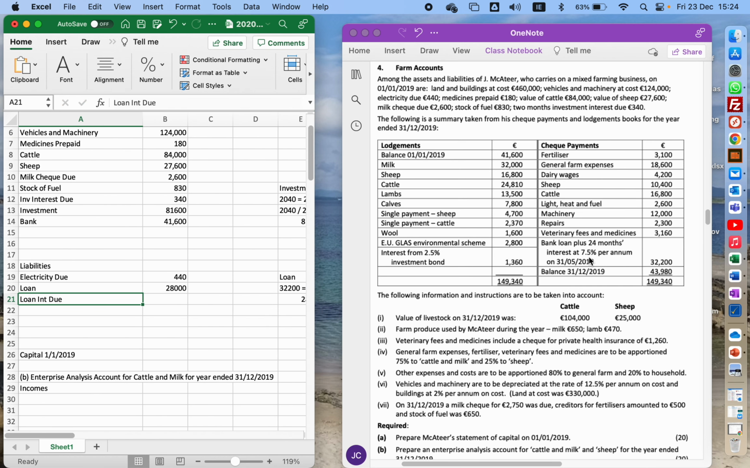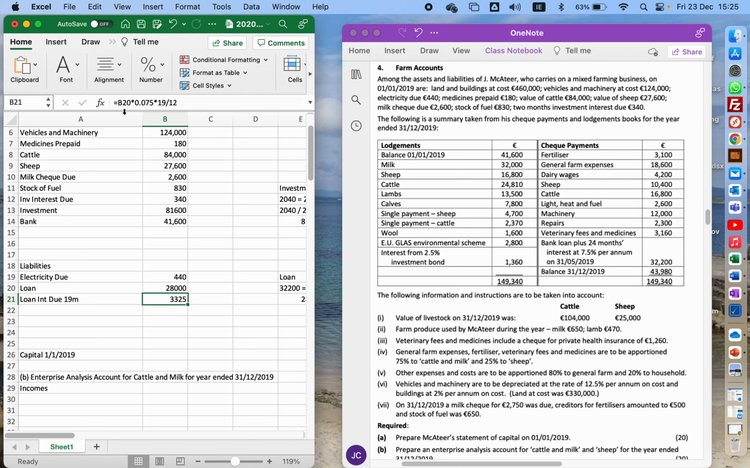Fantastic. So my loan interest due, if I just do this in terms of months, it was repaid on the 30th of the 5th. That means 5 months was this year, so the remaining 5 and 24, so 19 months must have been due at the beginning. So the interest then is going to be 28 times 0.075 times 19 months, out of an annual figure of 12 months.